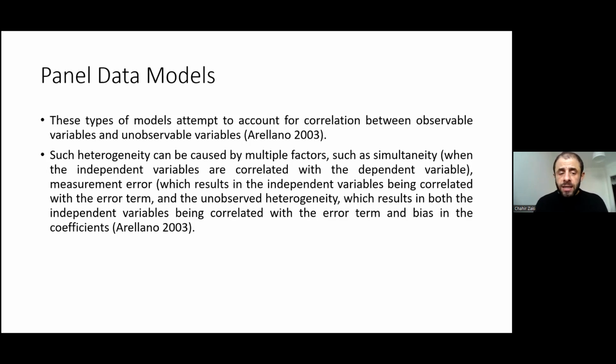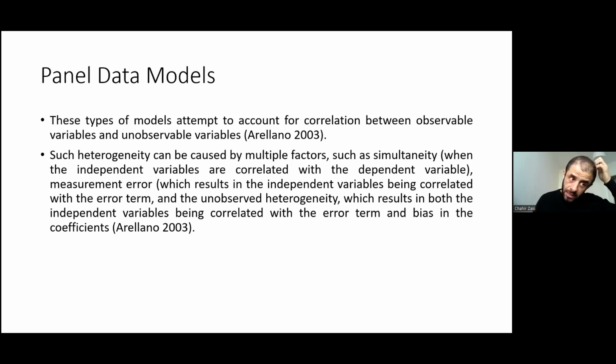So in general, the heterogeneity that you observe between observables and non-observables, this heterogeneity that you observe at the data level, can be due to different reasons. First, a problem of simultaneity, in the sense that the independent variables are correlated with the dependent variable, or a measurement error, in the sense that the independent variables can be correlated with the error term. And we talked about this in the orthogonality assumption last week. And in this case, the coefficients will be biased.